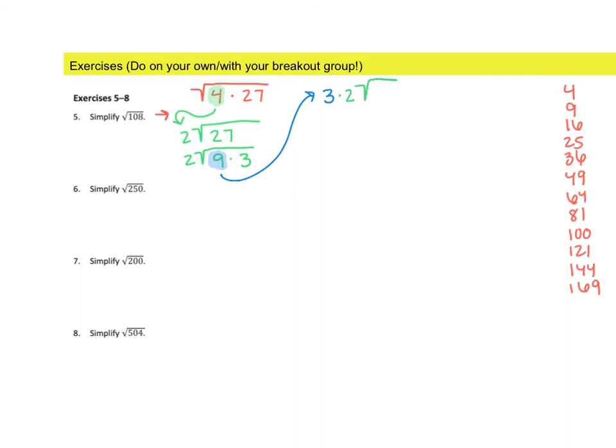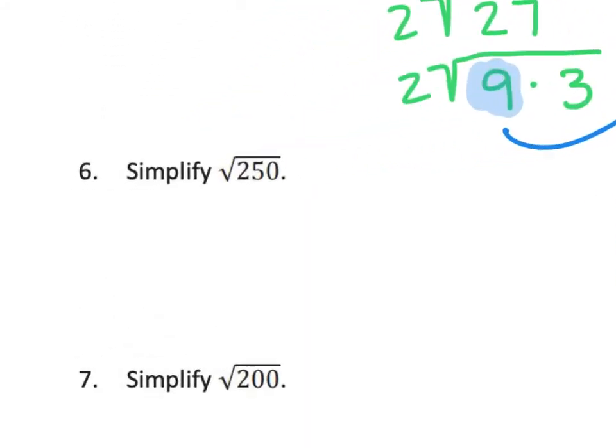And then the inside, I'm just left with my 3. Okay? The last step to simplifying this is to do 3 times 2, which is 6, and I keep my root 3. So 6 root 3 is my answer here when I've simplified the square root of 108. Okay? Now we're going to move on and do square root of 250.